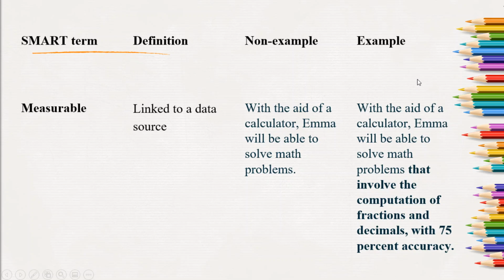So in an example, with the aid of a calculator, Emma will be able to solve math problems that involve the computation of fractions and decimals with 75% accuracy. So here we're giving more specificity about the type of math problems she will solve, and we're also saying with how much accuracy she needs to be able to solve these problems.